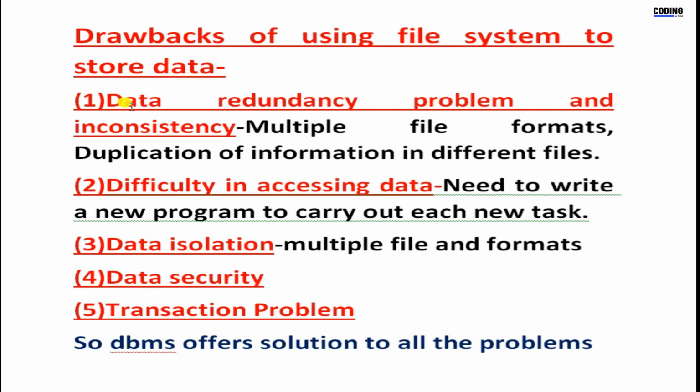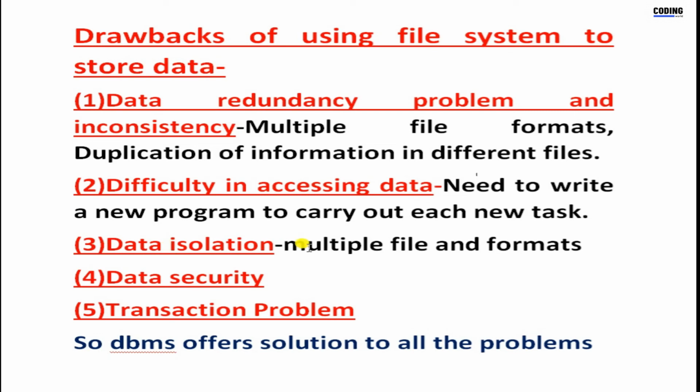The first drawback is data redundancy problem and inconsistency. Data redundancy means multiple file formats. In file system, we have multiple file formats. This creates data redundancy problem and also duplicacy of information in different files, and this creates inconsistency. So data redundancy and inconsistency is the drawback of file system. The second one is the difficulty in accessing data. When we are going to access data, we need to write a new program to carry out each new task. So there is difficulty in accessing the data.